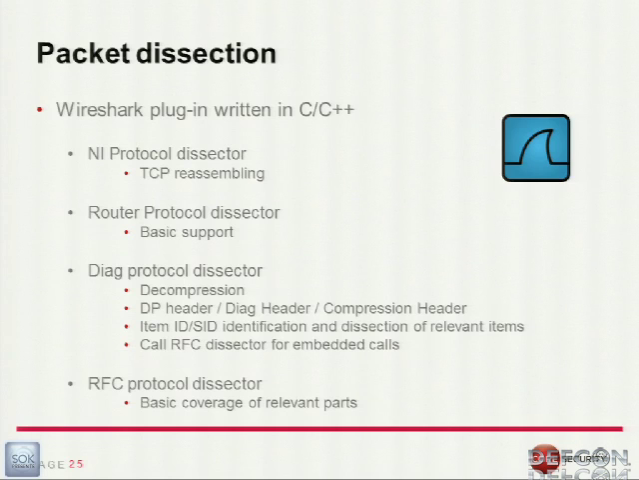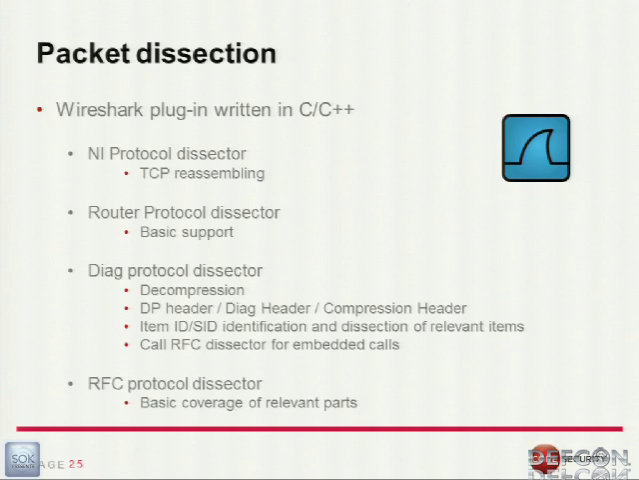It also identifies the different items, and some of the most relevant are also dissected. The values of those items are also dissected. And this dissector also calls the RFC dissector when it finds an embedded RFC code.